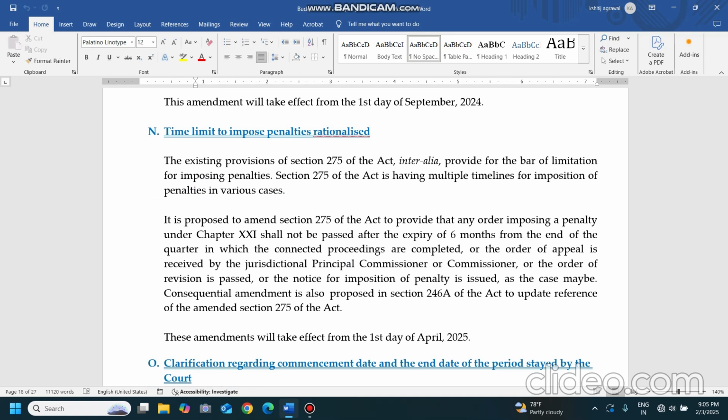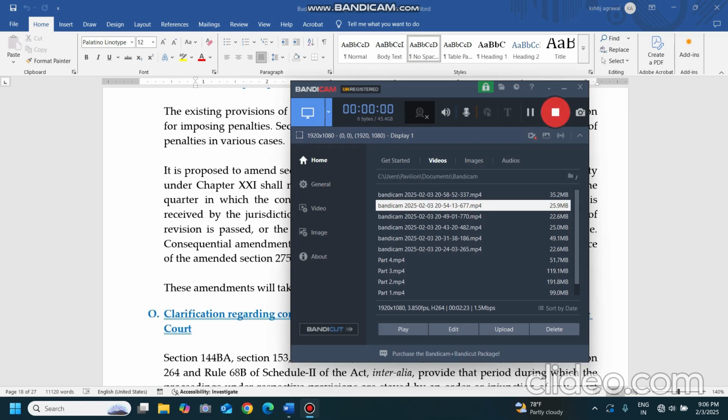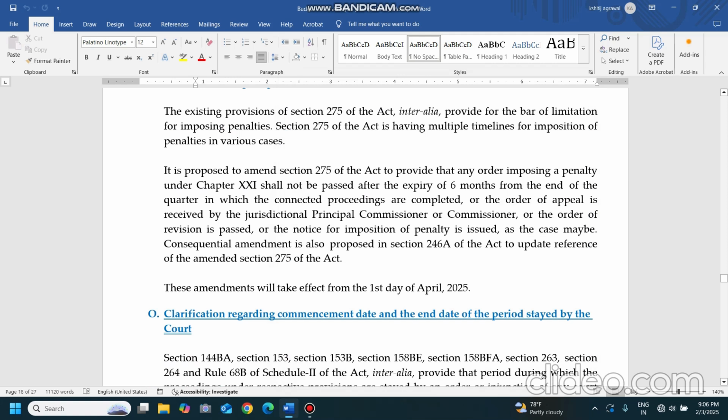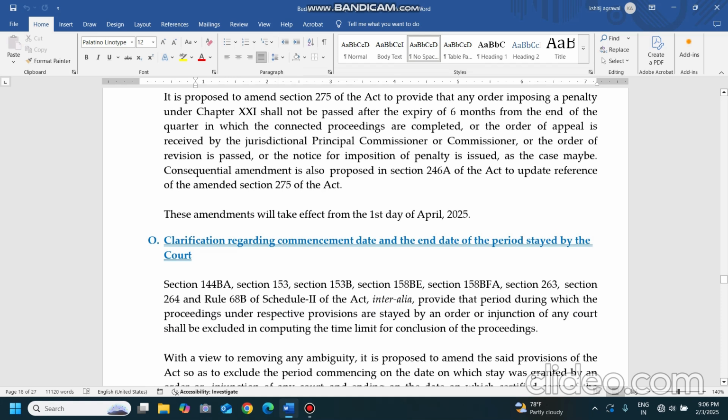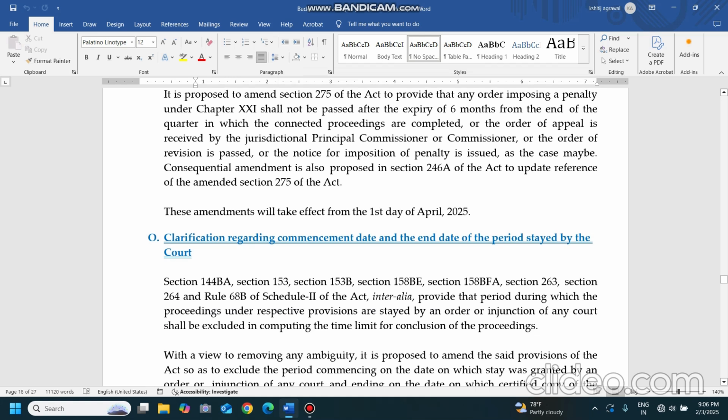Now, it is proposed to amend this section to provide that any order imposing penalty shall not be passed after the expiry of 6 months from the end of the quarter in which the connected proceedings are completed, or the order of appeal is received by the jurisdictional principal commissioner or commissioner. So the amendment in section 275 says that any penalty order shall not be passed after expiry of 6 months from end of quarter in which the proceedings are completed, or order of appeal is received by the principal commissioner or jurisdictional principal commissioner or commissioner.